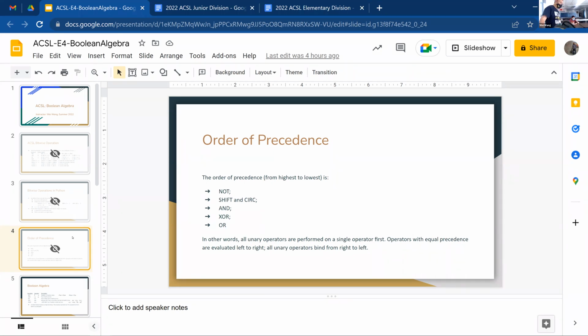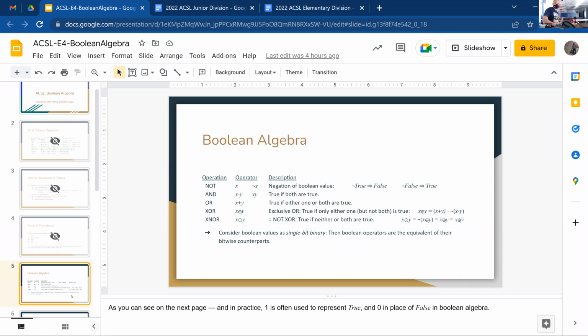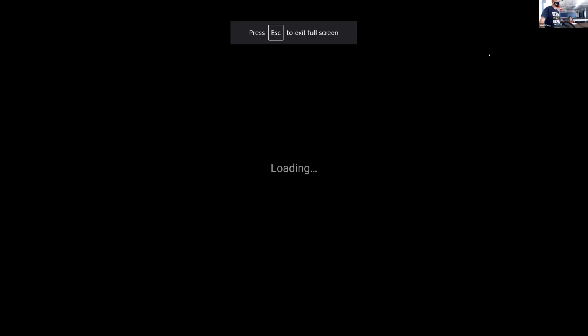So there's something different in Python, and then there's this order of precedence in bitwise operations, just like we have in regular integer operations, right? And so we'll start from here. Boolean algebra is what we're going to go through today.